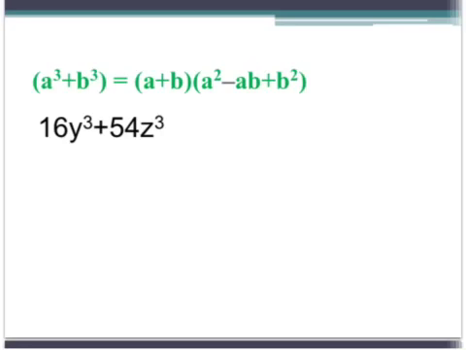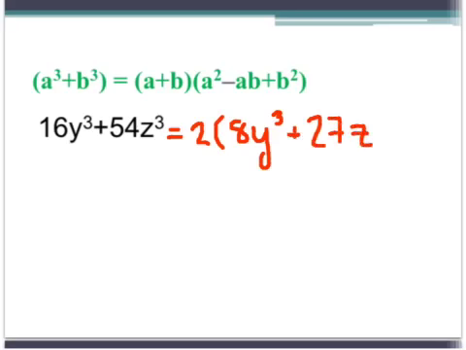All right, so now I have to recall my previous knowledge about factoring, which is that you always, always, always look for a, wait for it, GCF, right? So I'm going to factor out a 2. Factoring out a 2, I'm left with 8y cubed plus 27z to the third. See what I did there?